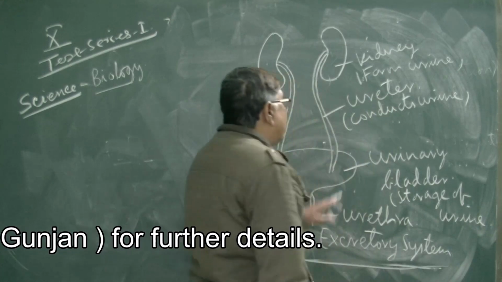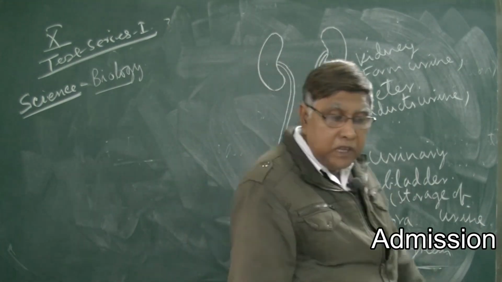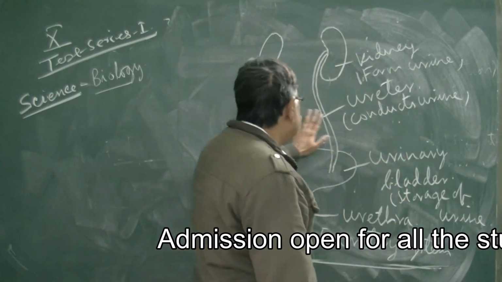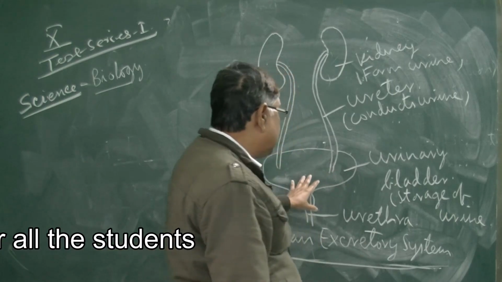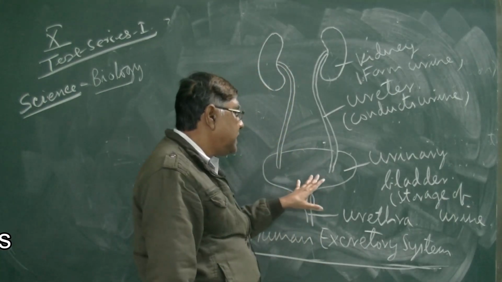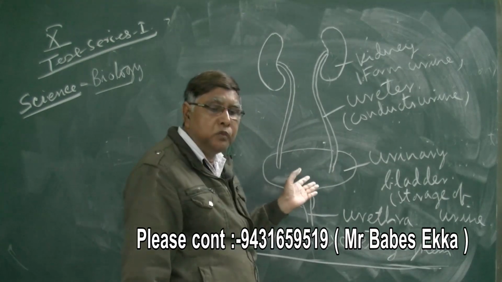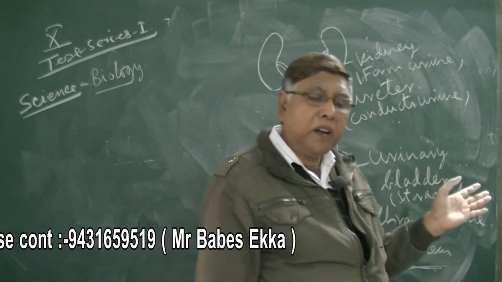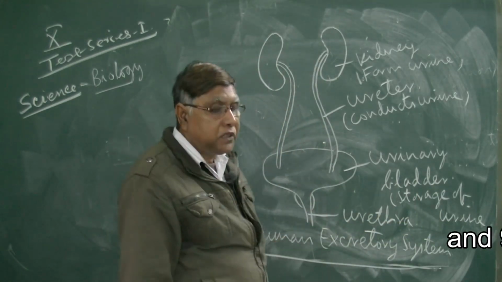So formation of urine takes place in the kidney, and the long tube which collects urine from the kidney is the ureter. These are two in number, which collect urine from the respective kidneys and bring it towards the urinary bladder, where the urine is stored. And when the urinary bladder is filled up, there is contraction in the smooth muscles of the urinary bladder, and finally the urine passes out through the urethra by the process of micturition.